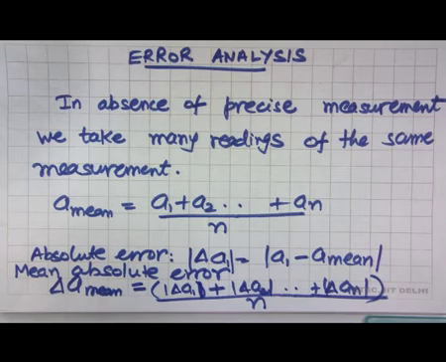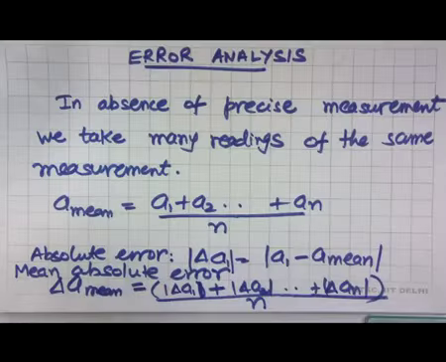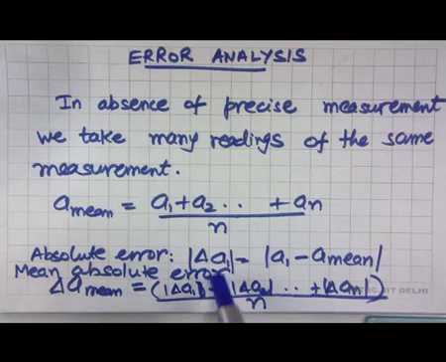So, in case we do not have the precise measurement known to us, one of the ways we do this is we take many readings of the same measurement and obtain a mean value, which, as we have seen, is equal to the sum of the individual values divided by the total number of observations. Based on this, for each of these observations we define an absolute error, and we assume that the mean value is the precise measurement. So, for example, in reading 1, the absolute error will be the absolute value of A1, the reading, minus the mean, which means whether it is plus or minus, we take it as plus.